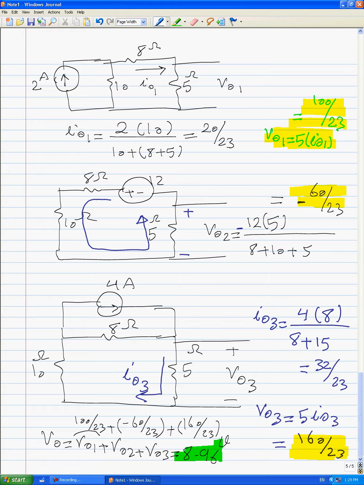Okay, in the next part B, we want to discuss the source transformation method, which is a simple and easy method, but it's very important in order to solve any question in a simple way. Question 1.